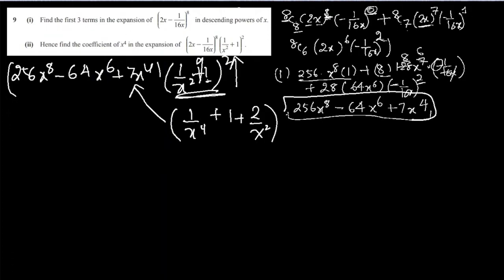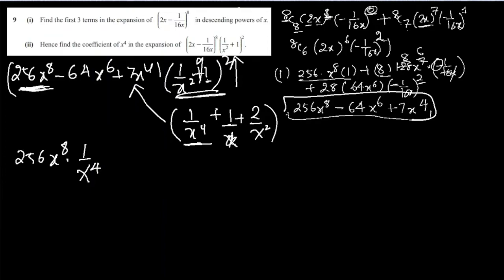What will give us x to the power 4? We'll just focus on the ones which will give us x to the power 4. If x to the power 8 is multiplied with 1 over x to the power 4, will it give us x to the power 4? Yes, of course it will. So yes, this first multiplication is right. We will do it. 256 x to the power 8 multiplied by 1 over x to the power 4 is okay. 1 over x to the power 8 multiplied with 1, will it give us x to the power 4? No. So we will not multiply with this one.